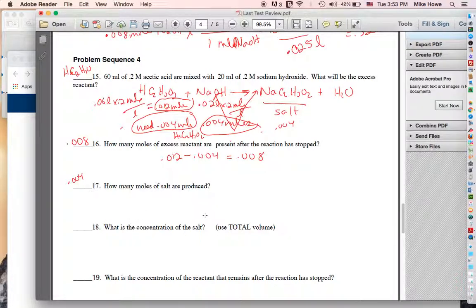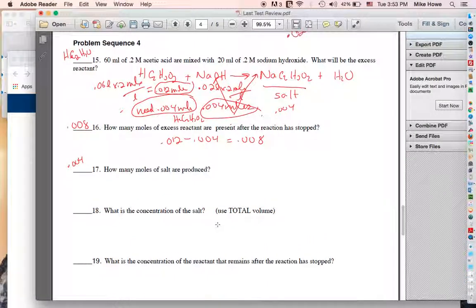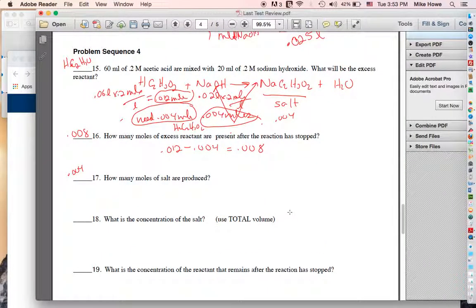What is the concentration of the salt? Use total volume. So what was the total volume? Had 60 milliliters and 20 milliliters, so we have 80 milliliters total volume. To find molarity, you're going to need to take the moles of salt produced, which is 0.004, and divide by the total volume, which is 0.08 liters.